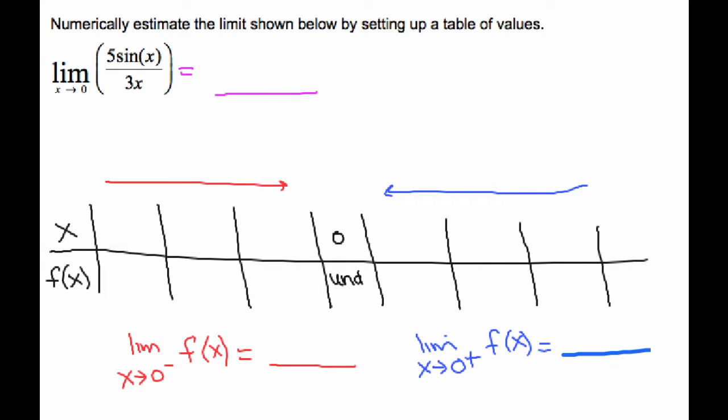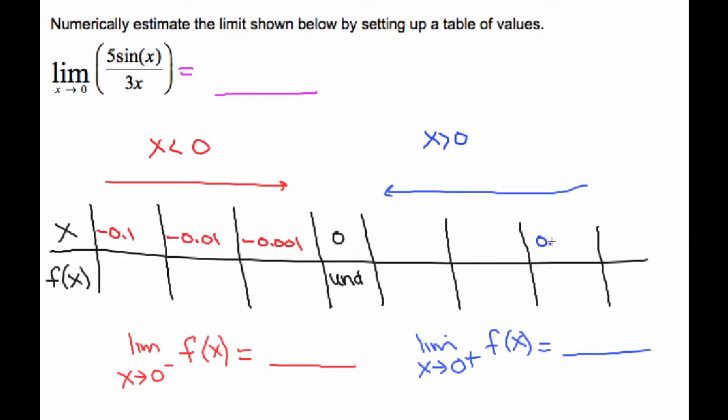So for my left-hand limit, I'm going to start by choosing an input of negative 0.1, then move closer to 0, negative 0.01, and then negative 0.001. And I have three values such that x is less than 0. Now for my right-hand limit, I'll choose values of x that are greater than 0.